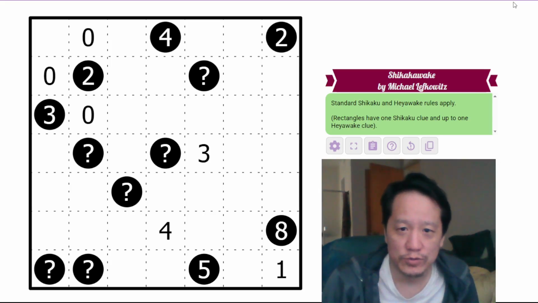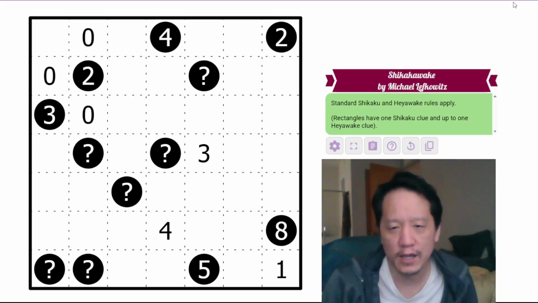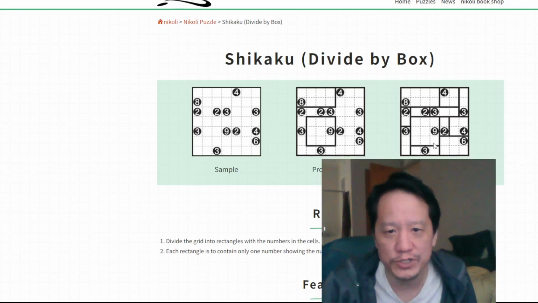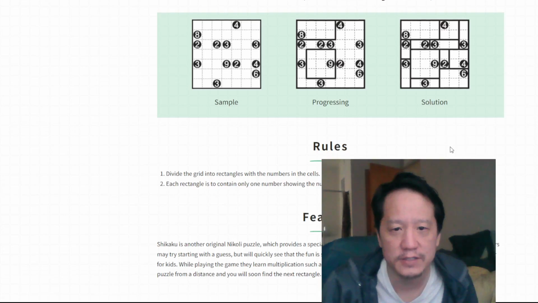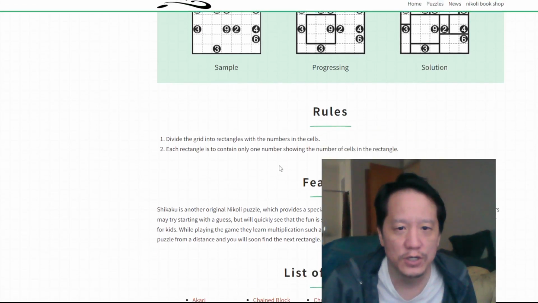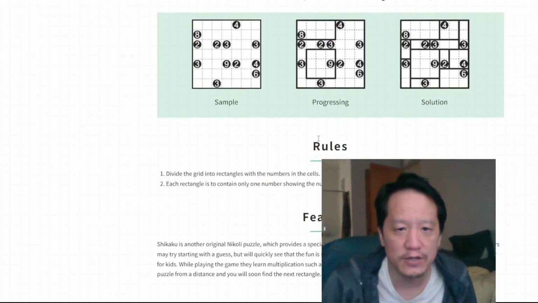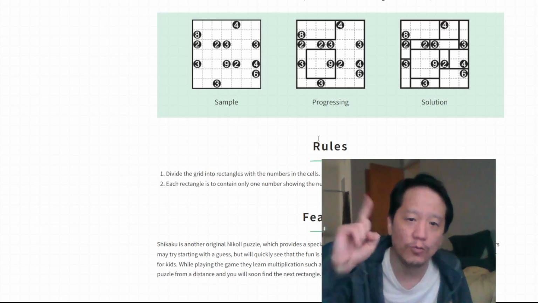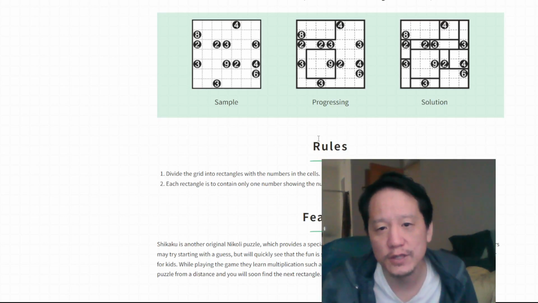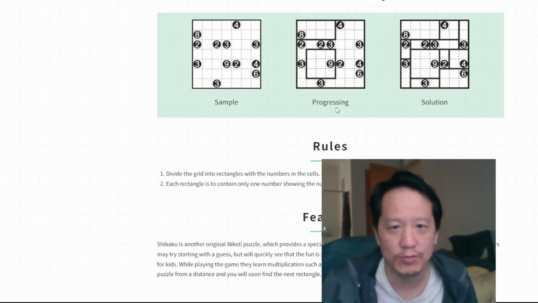What are these rules? It says rectangles have one Shikaku clue and up to one Heiawake clue. Shikaku is divide by box, where the rules are: divide the grid into rectangles with the numbers in the cells. Each rectangle is to contain only one number, showing the number of cells in the rectangle.